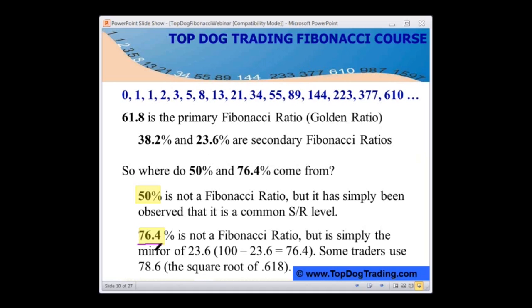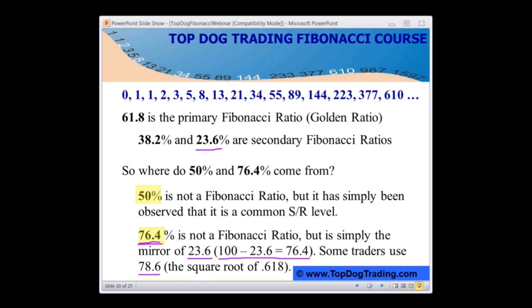Again, this is not really a Fibonacci ratio. It's simply the mirror of the 23.6. In other words, 100 minus 23.6 is 76.4. And that's really where we get it from. Now, some people, more purists, Fibonacci purists, will use 78.6. And that has a more direct relation to Fibonacci because it is the square root of 0.618. So there is something to be said for that being a Fibonacci number.